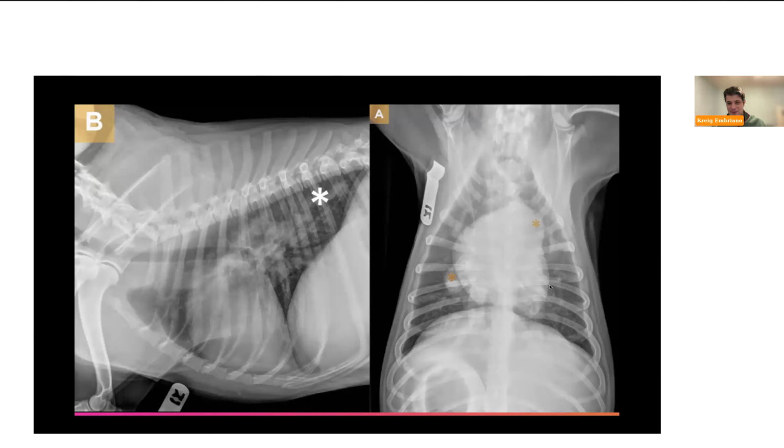If you want to see them better, you get a DV view, but you can see on the lateral views here, very tortuous and still very enlarged out in the periphery. And so you get a little bit of aneurysmal dilation and tortuosity. It's a classic heartworm case with pulmonary hypertension in which the arteries are enlarged.